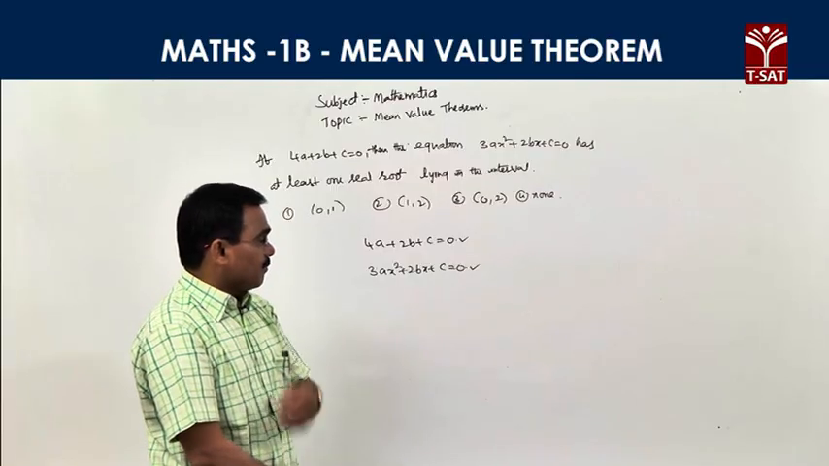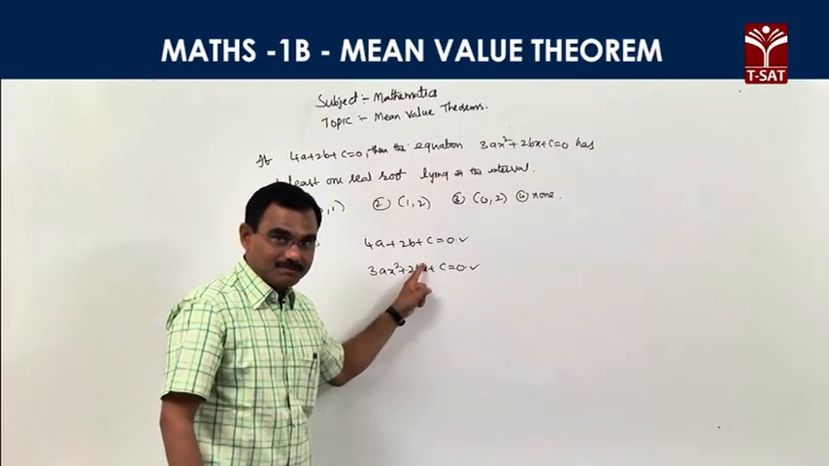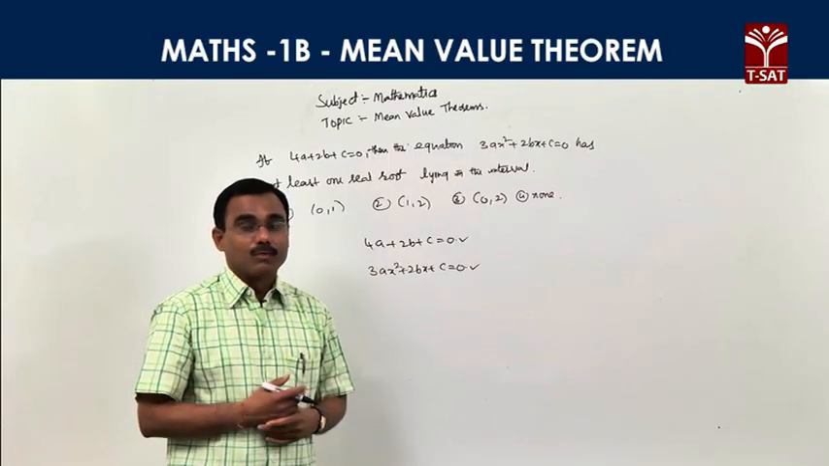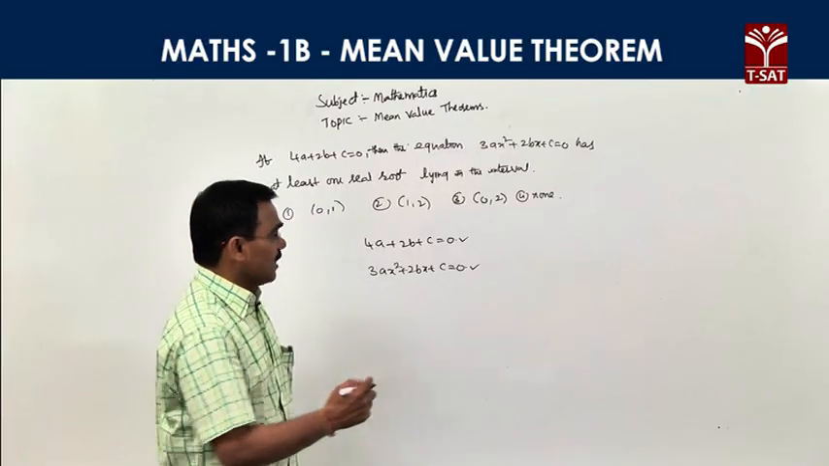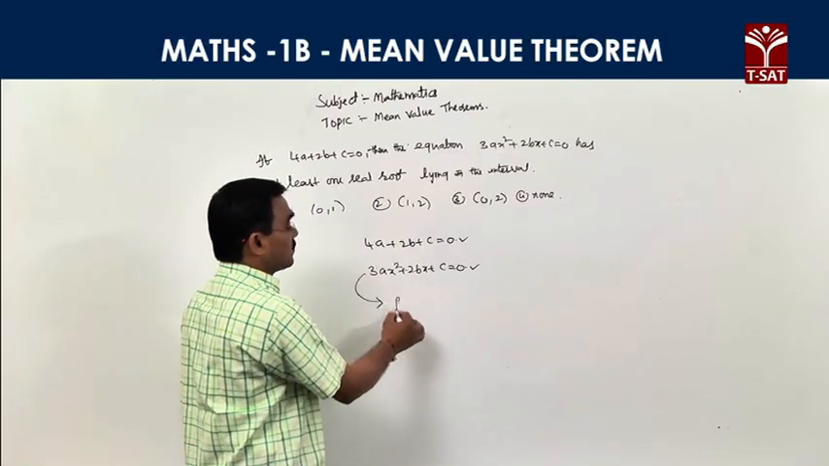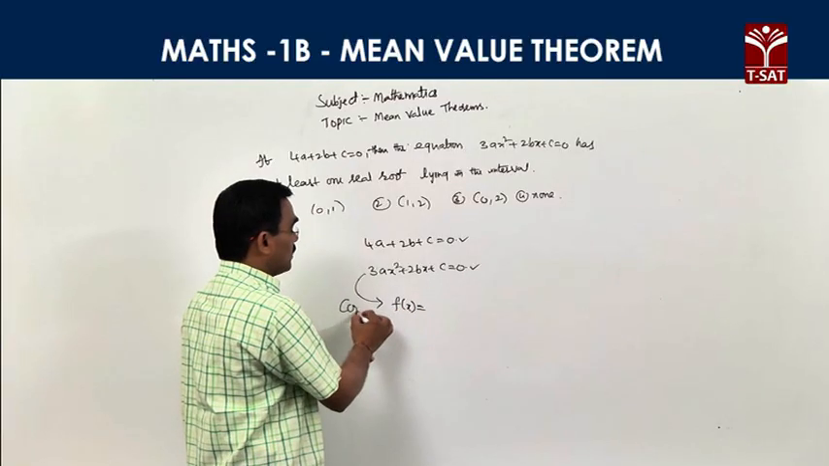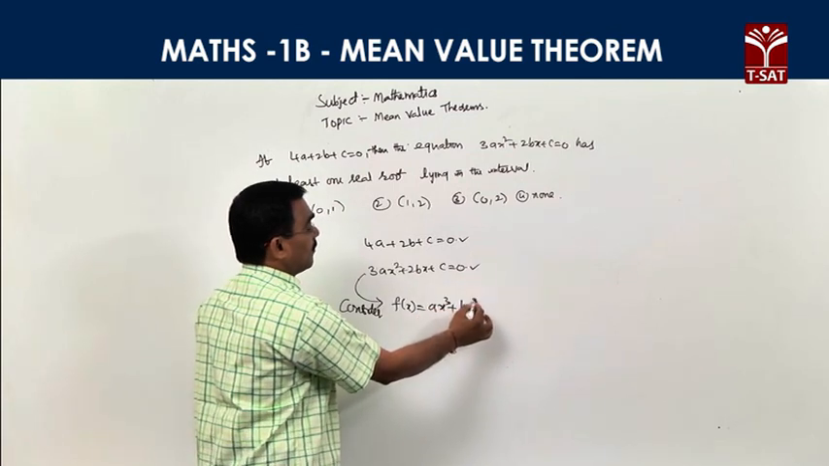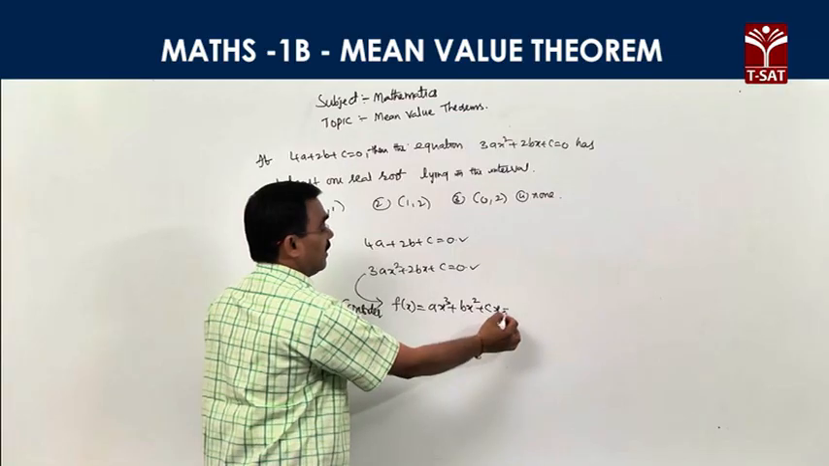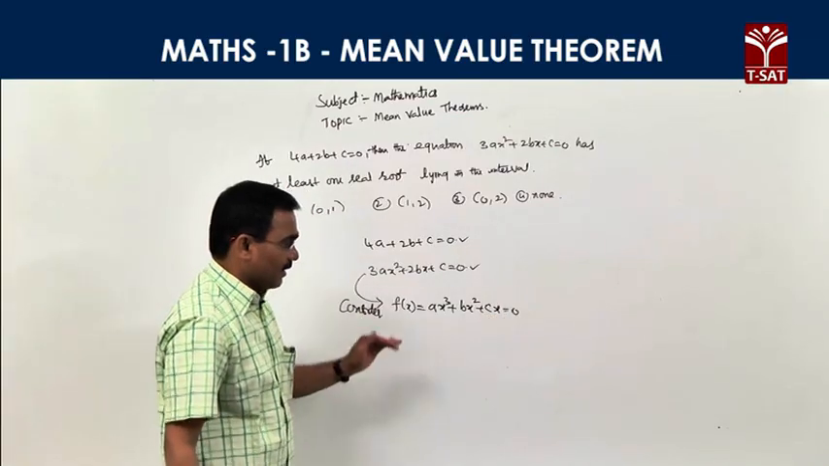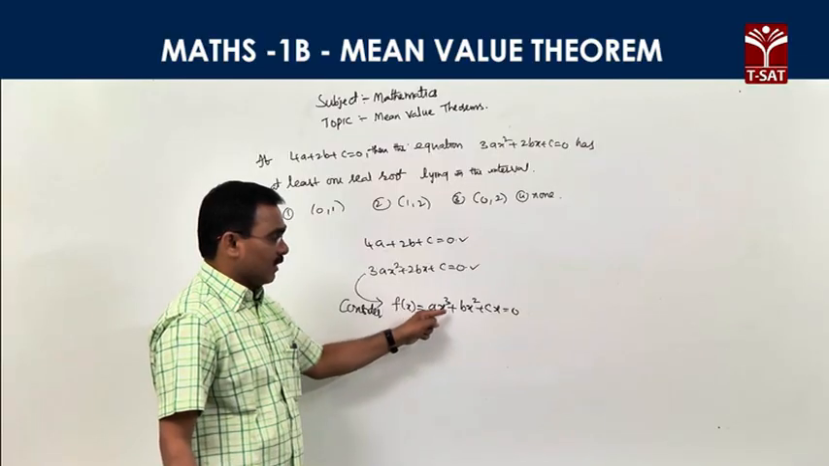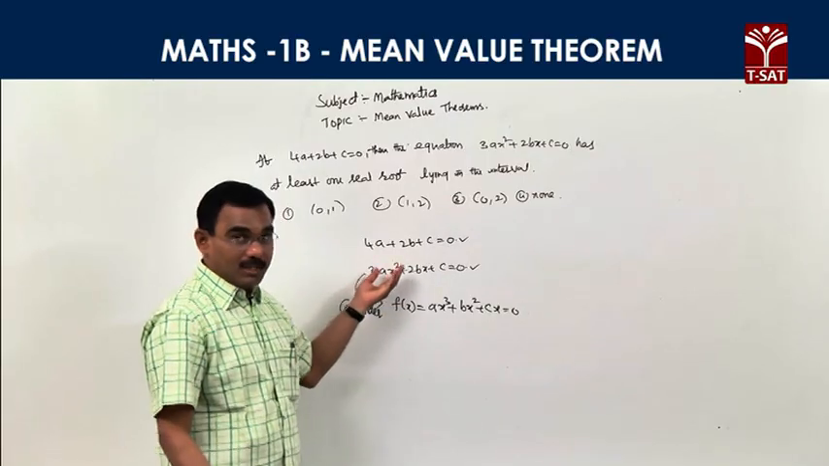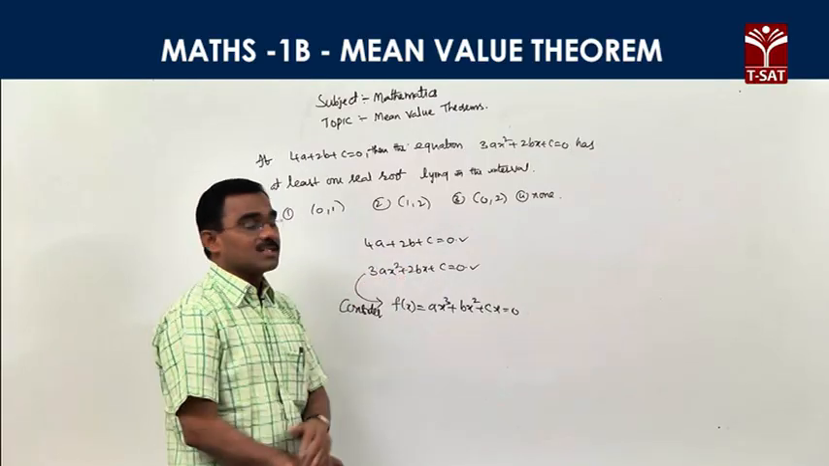In this type of problem, a condition and an equation are given. How do we start the function by applying Rolle's mean value theorem? We integrate the equation. Consider the function f of x, which is ax power 3 plus bx square plus cx. So f of x is equal to ax cube plus bx square plus cx. First, if a condition and an equation are given, the equation can be integrated. This is how we start with f of x.